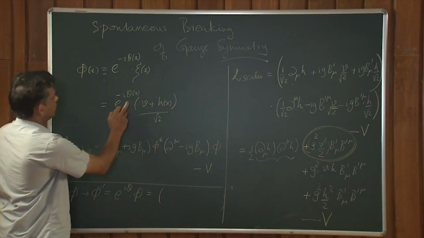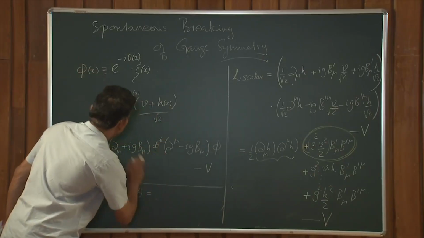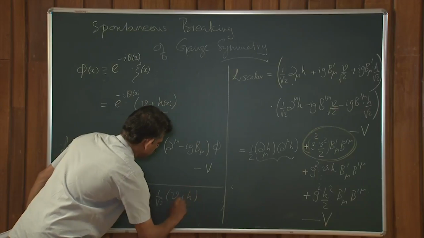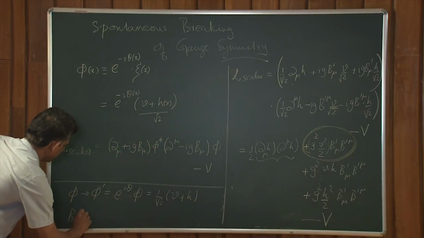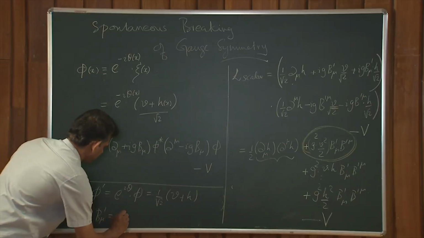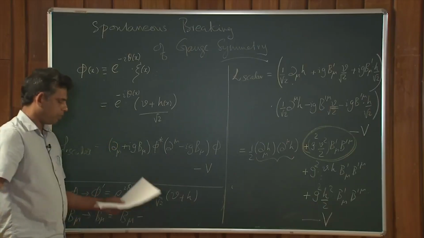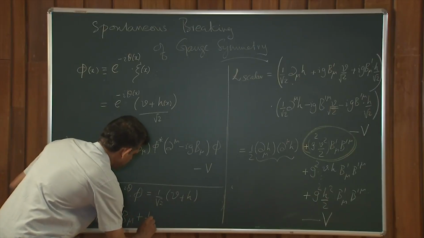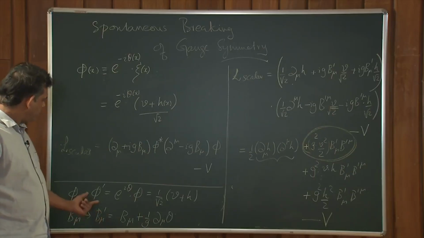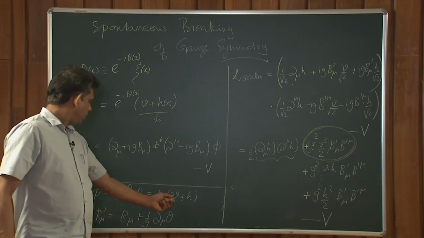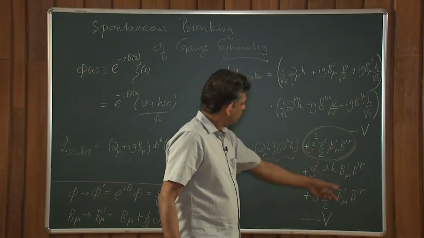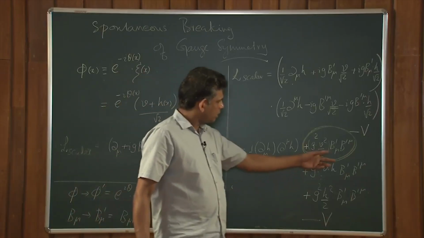So, finally, we had e power i theta cancelling with e power minus i theta and 1 over square root of 2 (v plus h), and simultaneously we had B mu going to B mu prime, which is equal to the original B mu plus 1 over g derivative of theta. Such a B prime, when we write in terms of this phi prime, now phi prime is without any theta here, is essentially this whole thing. We have a mass term here.